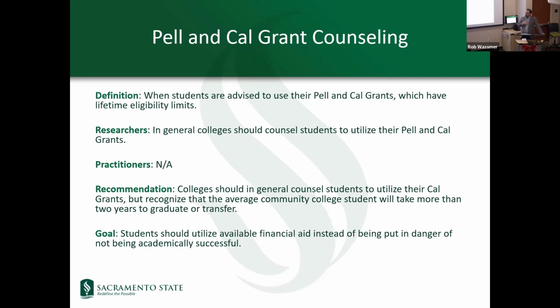So my recommendation is that community colleges should set standards that in general recommend that students use their Pell and Cal Grants at an institution, but then they should also start investing in counselors to make sure that they consider each student's unique academic and financial situation.